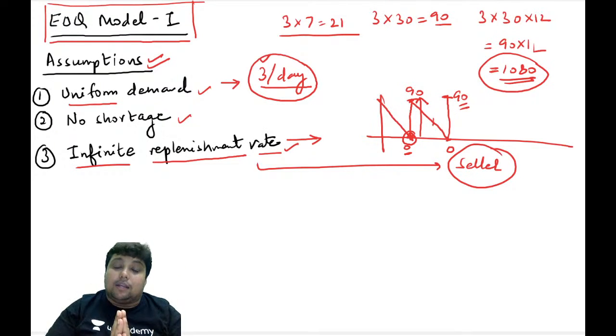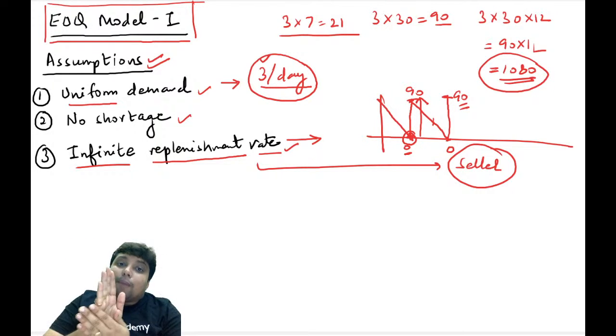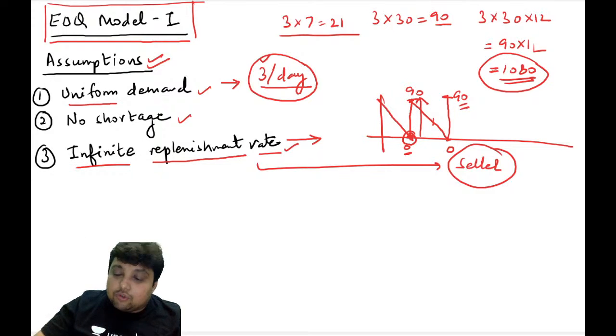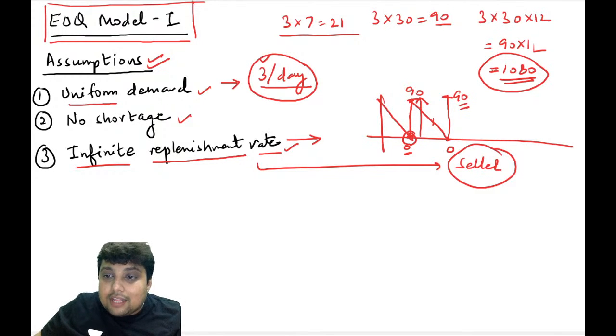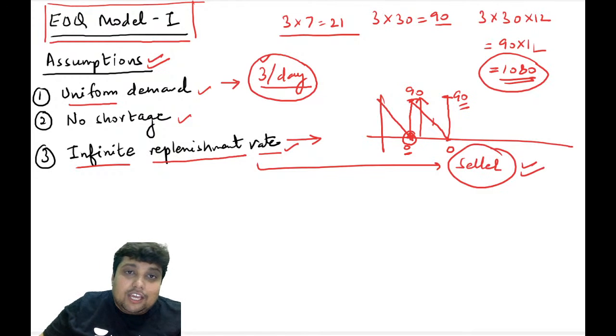Okay, but for the manufacturer that is not going to be the case. He will have to manufacture that. Okay now? So that is the difference. So the infinite replenishment rate simply makes sure that the models belong to the seller. So the EOQ model 1 basically belongs to the seller.